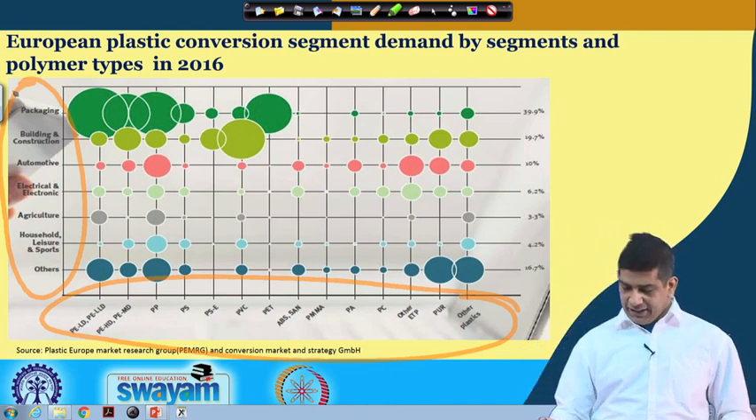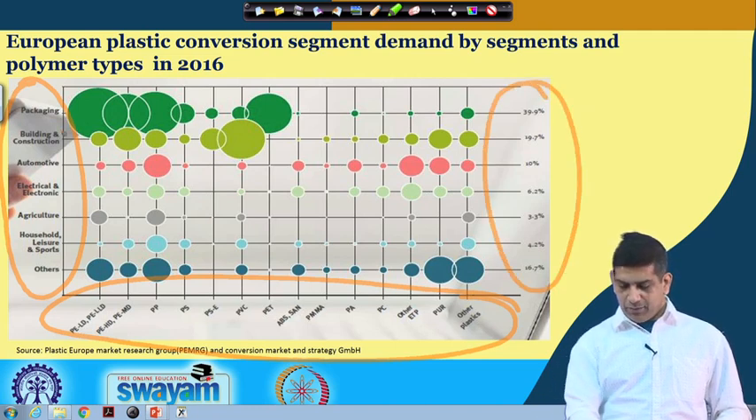And as you can see, that's where the data came from, where nearly 40% was packaging, if you remember. Then building construction was 19.7.